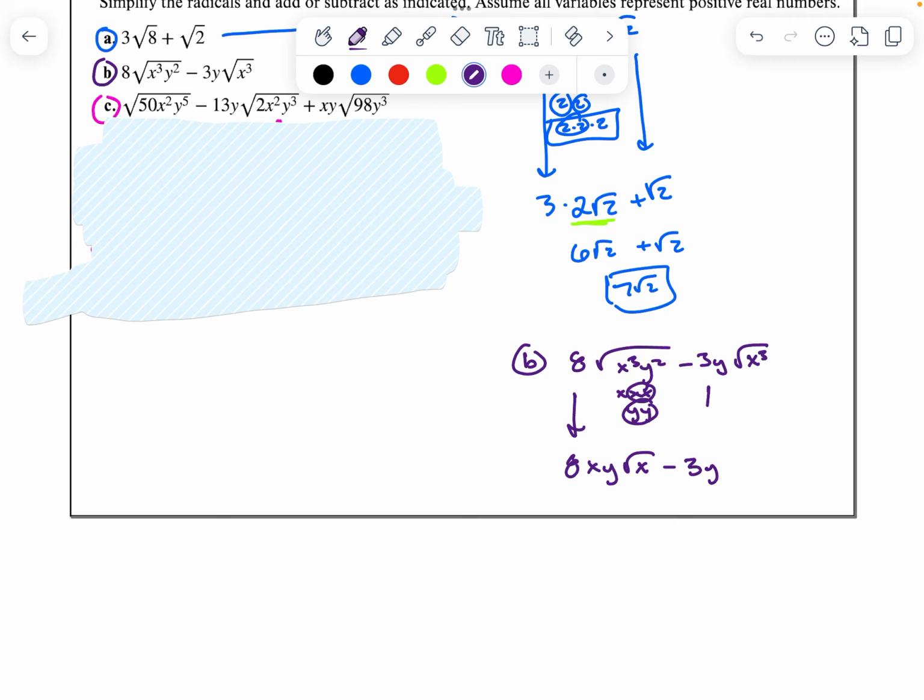All right, the minus 3y comes down. X cubed is x, x, x. Look for buddies. The buddies get to go outside. People without buddies have to stay inside.